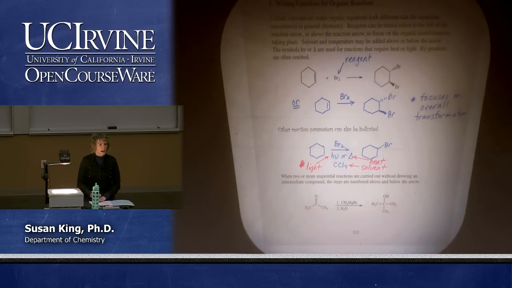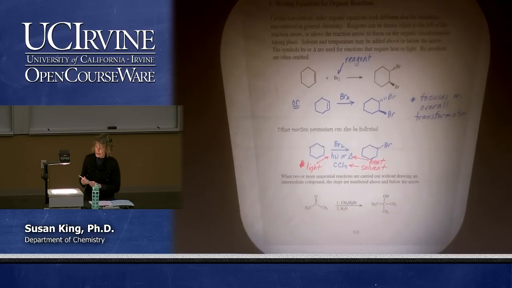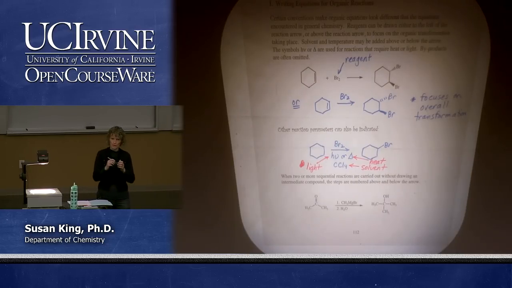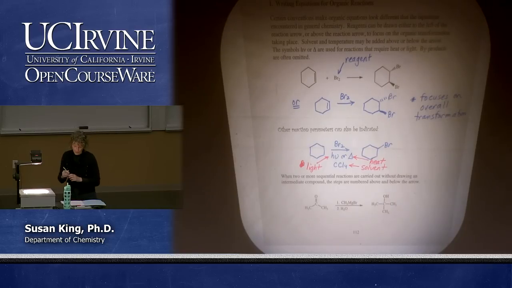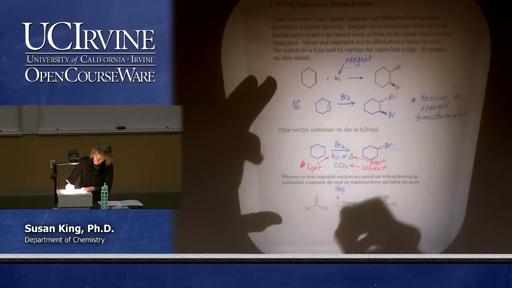Sometimes we do more than one reaction, and if we do that, we number the steps. And again, there's no rule about whether number one goes on top or number two goes below the arrow. There's no rule. You just do have to number the steps if you're doing more than one step. So this would be step one. And this would be step two.